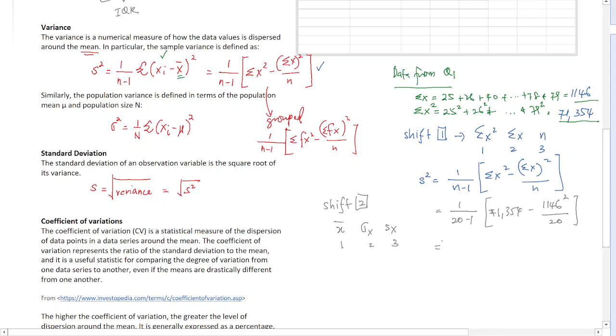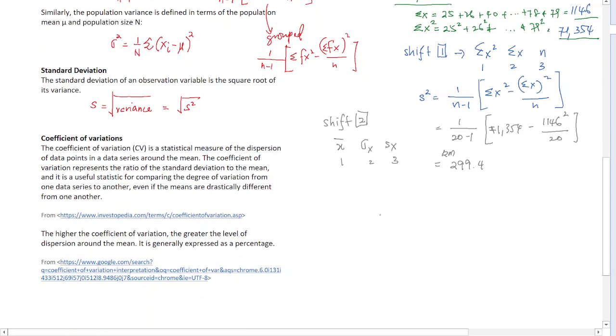So you akan dapat for this one is 299.4. Okay, 299.4. So this is RM squared. Okay, the variance is 299.4. Okay. What about the standard deviation? So the standard deviation is simply take the square root of the variance.